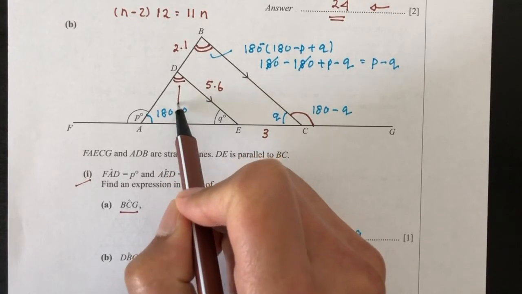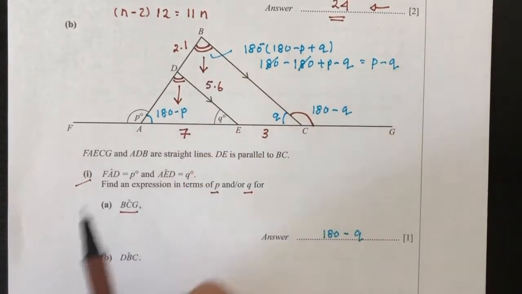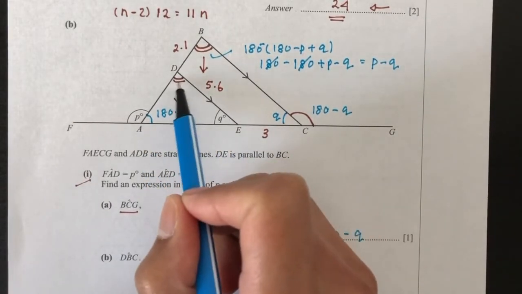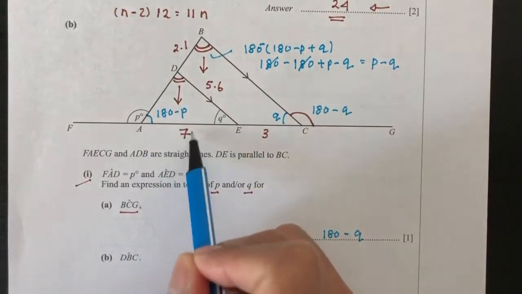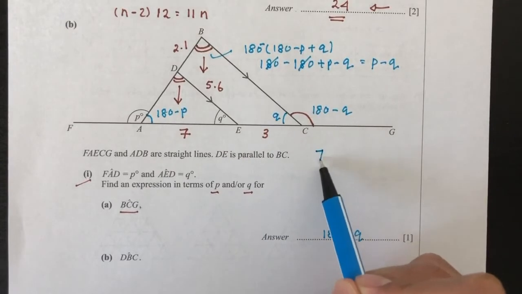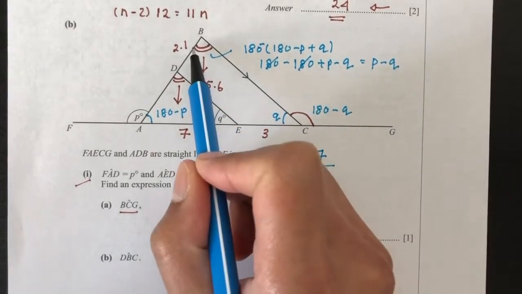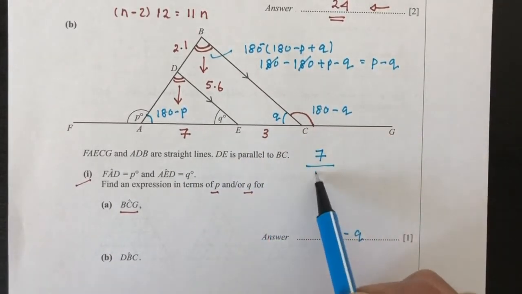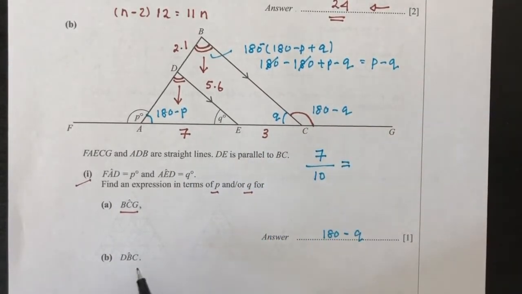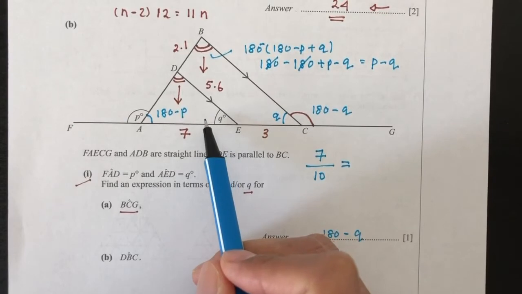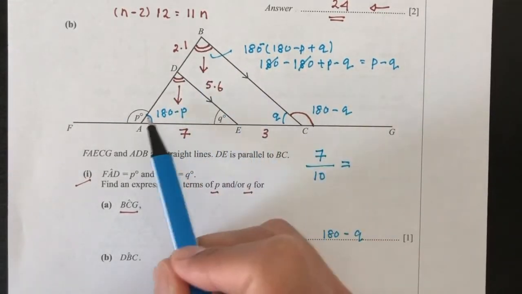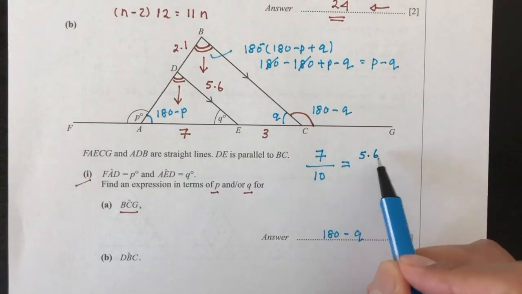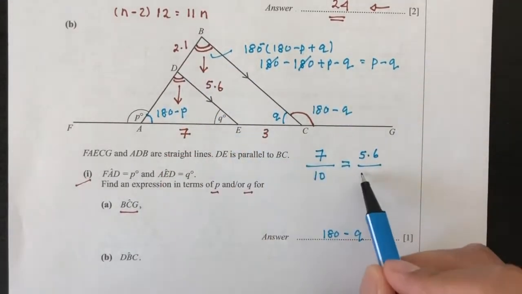So this angle is here. For this small triangle, ADE, this angle is directly opposite this side, let's say 7, over, and for this big one, this angle is opposite this side, which is 7 plus 3, that will be 10. It is equal to the small one. We have to find this side. So this is the angle. That will be 5.6 over BC.